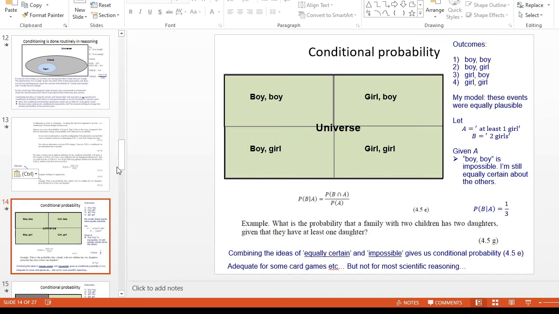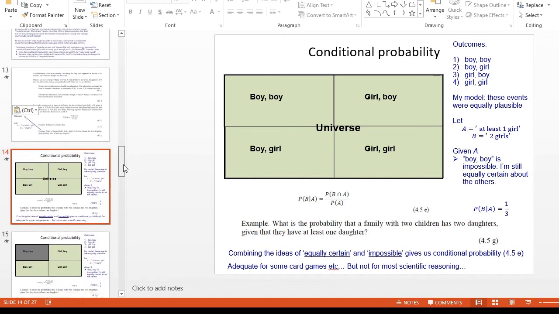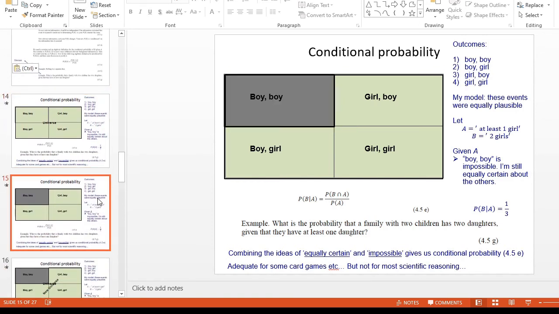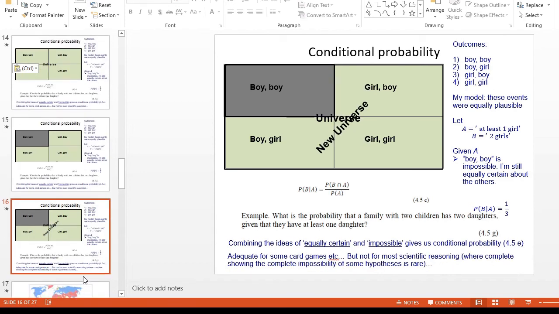Then I get some new information. I'm told that they have at least one girl, and processing this information logically, all that does is it renders one of the outcomes impossible. So we know that they don't have 2 boys, but we've learned nothing to favour any of the other 3 outcomes more than the others. So we've gone from the old universe, which had 4 outcomes that were equally likely, to having 3 outcomes that are equally likely.